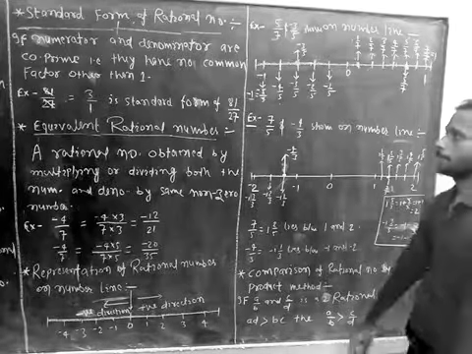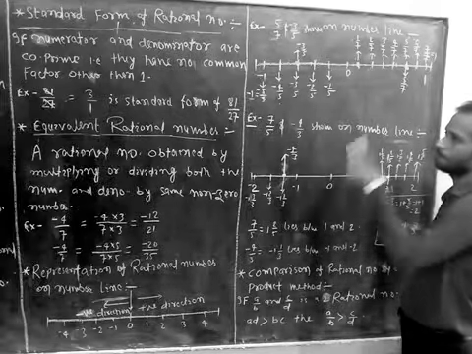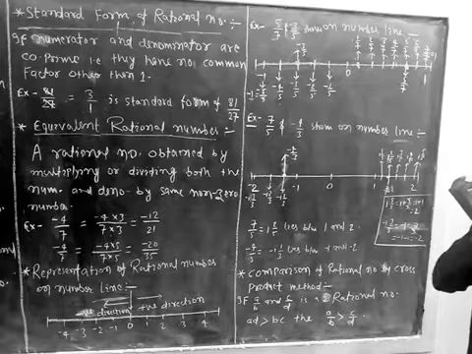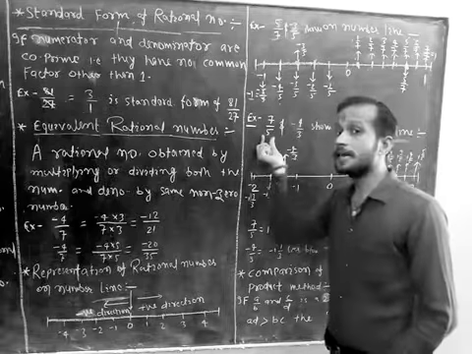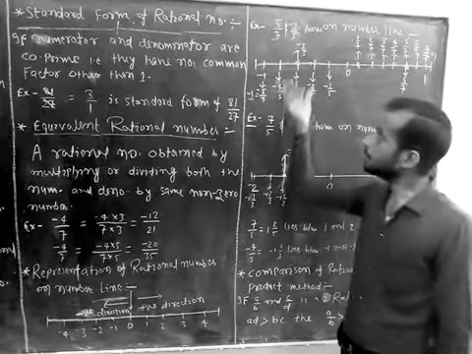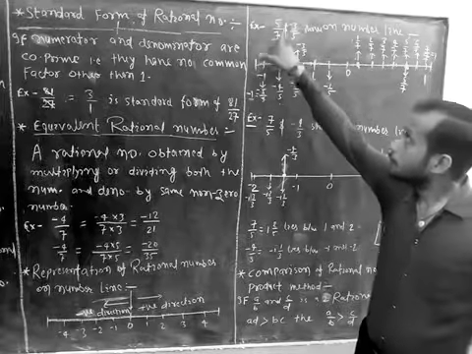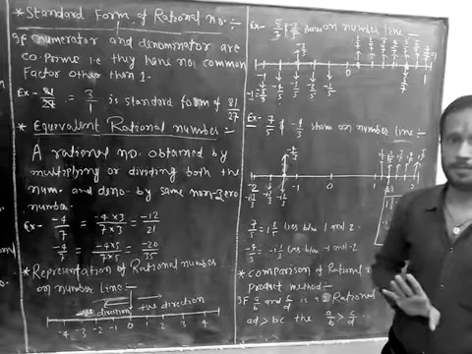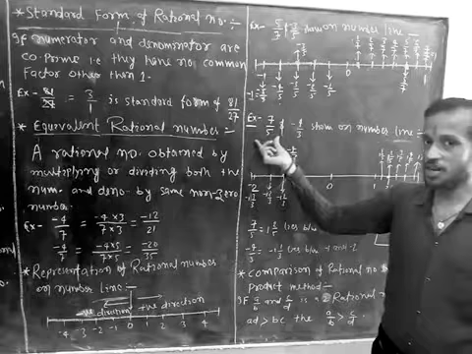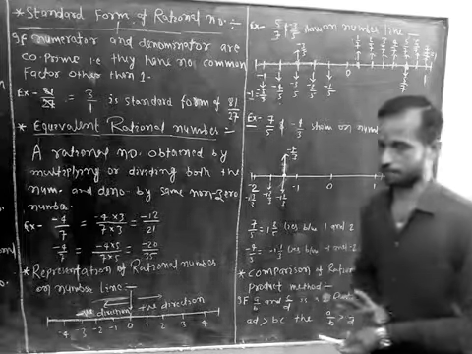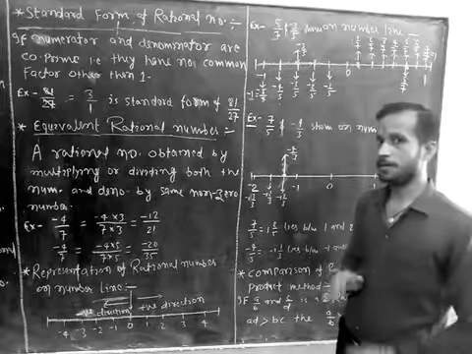Second example, 7 by 5 and minus 4 by 3, on the number line. Here we see that the numerator is greater than the denominator, and in the above example, the numerator is less than the denominator. So first, in this example, these rational numbers are converted into mixed fractions: 7 by 5 and minus 4 by 3 are converted into mixed fractions.